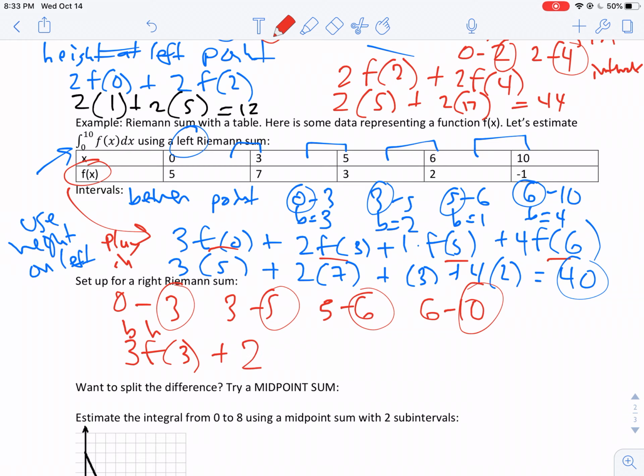and then I have 2 times f of 5, and then from 5 to 6, we have a base of 1 times f of 6, and from 6 to 10, we have 4 times f of 10. All right, so that's the setup for that, just plug it from the table.